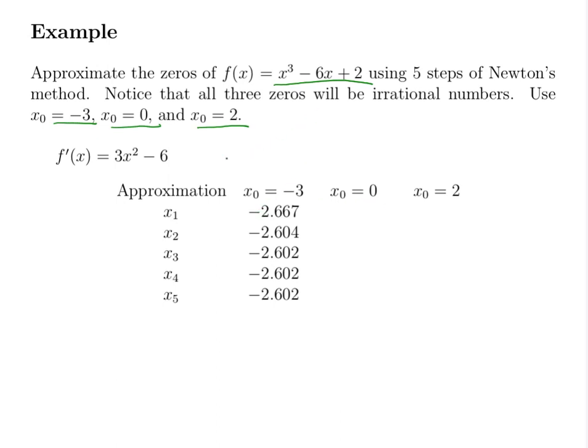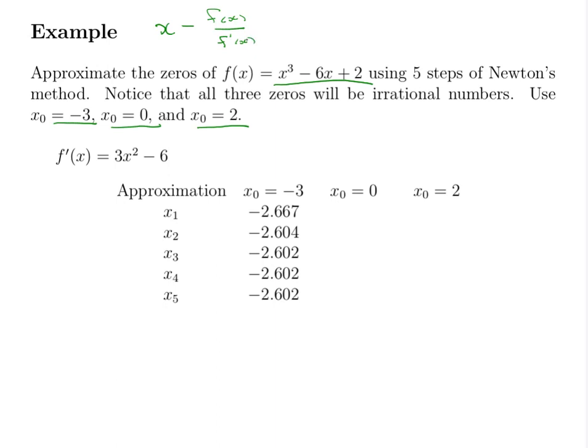If we pick our starting point at -3, after the first step of Newton's method, we get -2.667. And after the next step, we're at -2.604. And after the next step, we're at -2.602, etc. Again, for each step, we're going to take our old x value and subtract the function over the derivative.